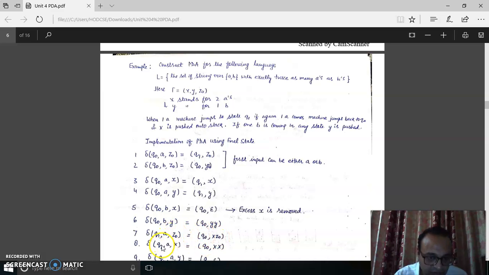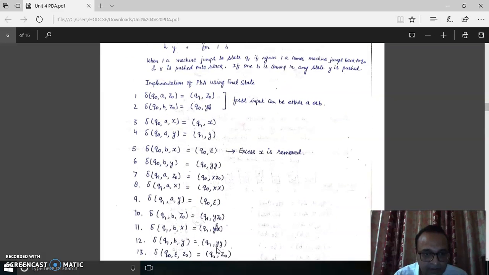Now suppose again we are on the Q1 state, A again appears and the stack top symbol is X. So now X is again pushed onto the stack. Machine is on the Q1 state, again A appears and on the top of the stack is Y. So what is happening here? This Y is for B and this A is the second A. So we are moving to the Q0 state and we are cancelling it. So Y has been popped, right?